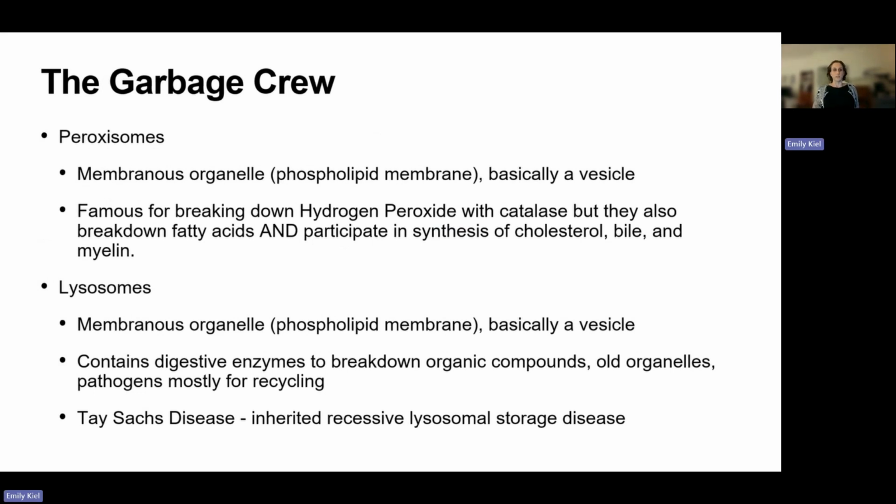We have the garbage crew of the cell, so this is peroxisomes. Peroxisomes are a membranous organelle. They have pieces of the phospholipid membrane. So they're a little vesicle, but inside them they have enzymes. And so they're famous for breaking down hydrogen peroxide with the enzyme catalase. Hydrogen peroxide, peroxisomes, helps you remember a little bit what they do.